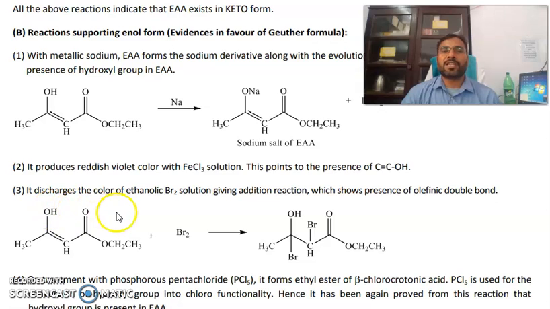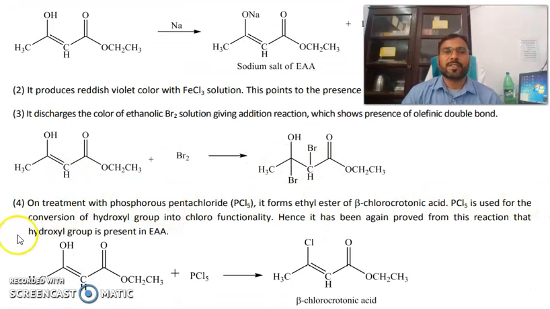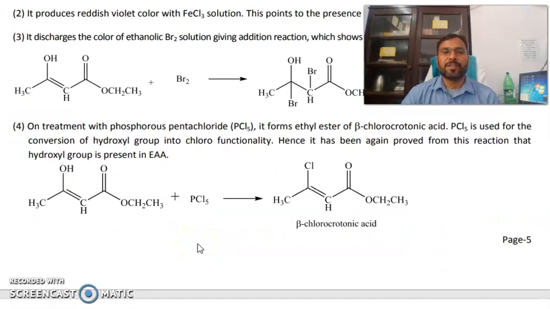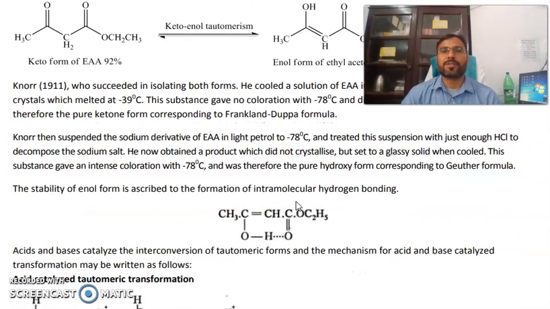Next, it discharges the color of ethanolic Br2 solution, giving an addition reaction, which shows the presence of an olefinic double bond. You can see in these reactions. On treatment with phosphorus pentachloride, it forms the ethyl ester of beta-chlorocrotonic acid. PCl5 is used for the conversion of hydroxyl groups into chloro functionality. Hence, it has again been proven from this reaction that a hydroxyl group is present in ethyl acetoacetate. You can see in these reactions.